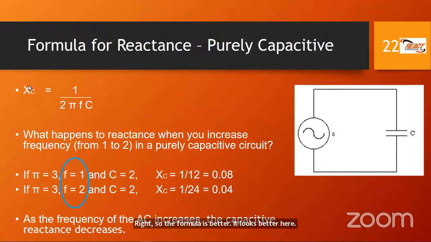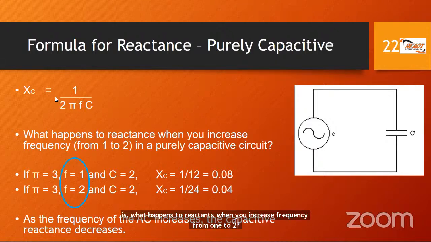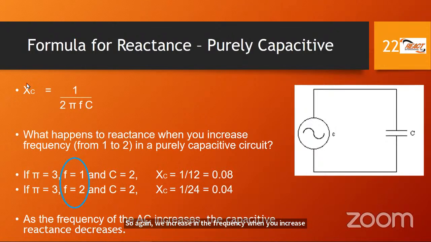So capacitive reactance, XC, is equal to 1, that's the numerator, divided by 2 multiplied by pi. And remember, pi is approximately 3.142. We will be saying pi is equal to 3 for our purpose, right? We have that creative license. F is frequency, and C is the value of the capacitor in farads. So the question is, what happens to reactance when you increase frequency from 1 to 2? We're increasing the frequency, but we want to see what happens to the reactance. Does it increase or does it decrease?